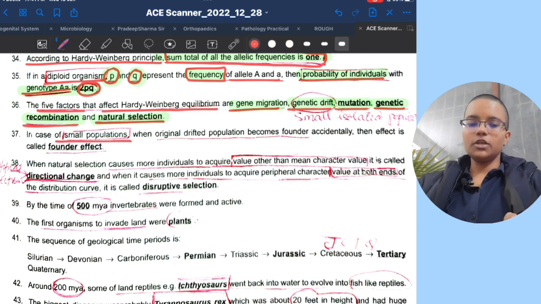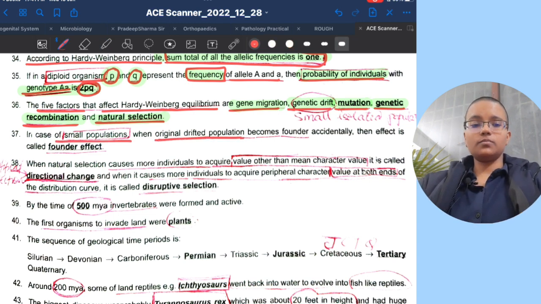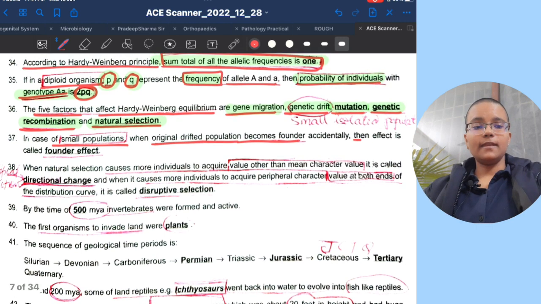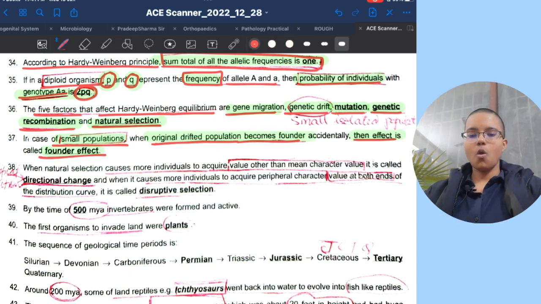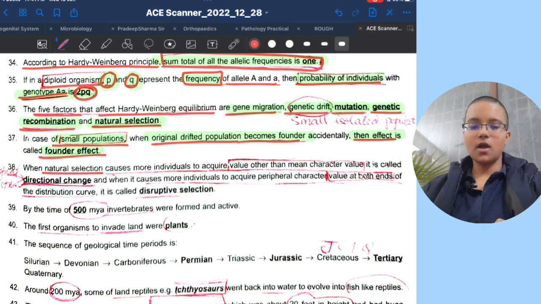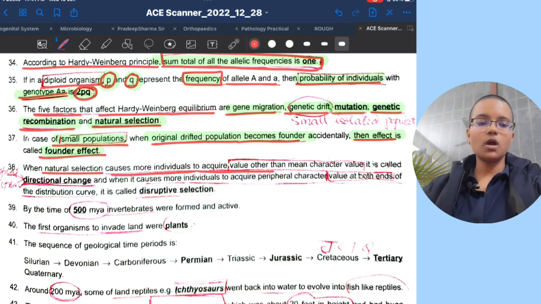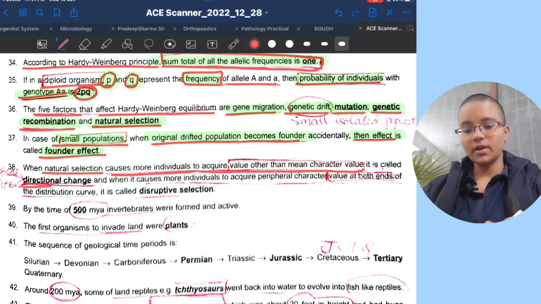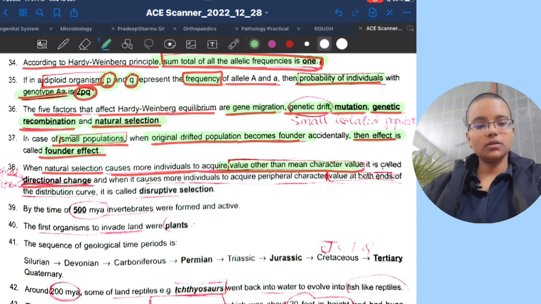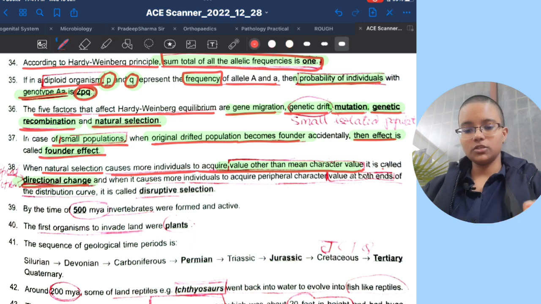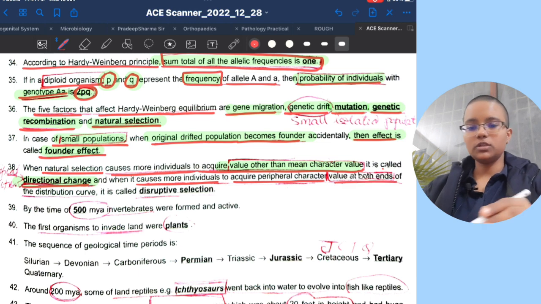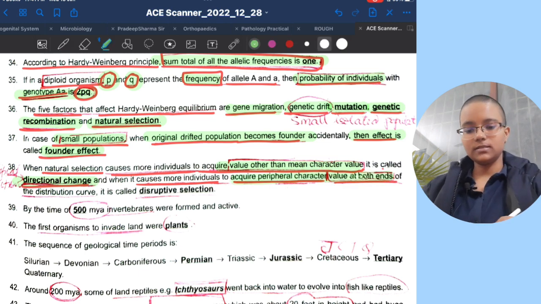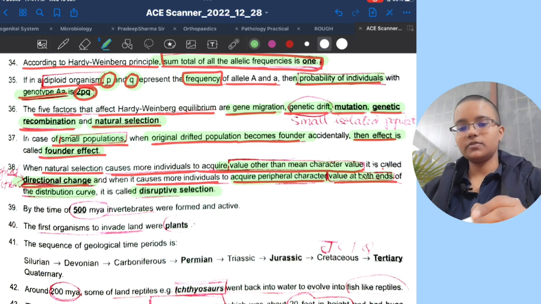In the case of a small population, when a drifted population becomes the founder by chance, the effect is called the founder effect. When natural selection causes more individuals to acquire a value other than the mean character value, it is called directional change. When it causes more individuals to acquire peripheral character values at both ends of the distribution curve, it is called disruptive selection.